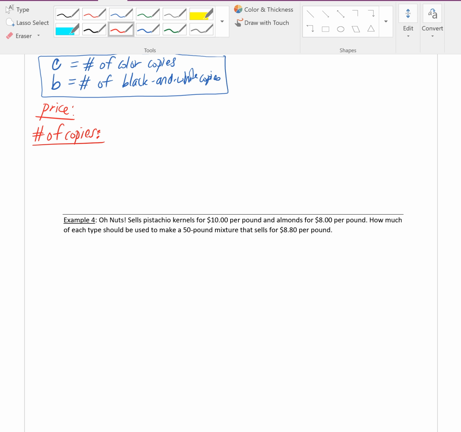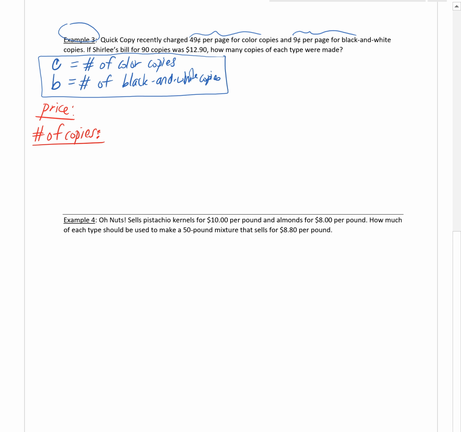And the easier one, I think, is the second one, the number of copies, because all she made was some number of color copies, that was what we called C, and then plus she made some number of black and white copies, we called that B, and it says she made a total of 90 copies. So I guess if you put the number of color copies together with the black and white copies, you should get 90 total. So I think that one's pretty simple.